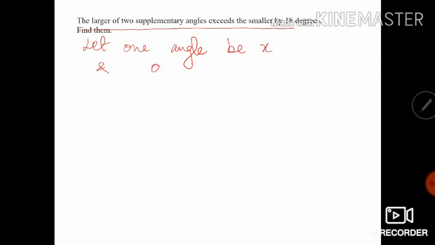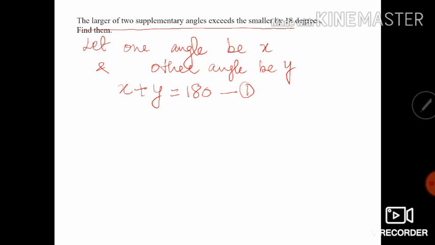The larger of two supplementary angles exceeds the smaller by 18 degrees. Find them. From this line we have to extract two equations. What is supplementary angles? Two angles that sum up to 180. So let one angle be x and the other angle be y. So since they are supplementary angles, x plus y will be equal to 180, and that is our first equation.